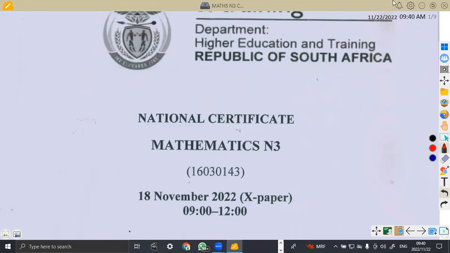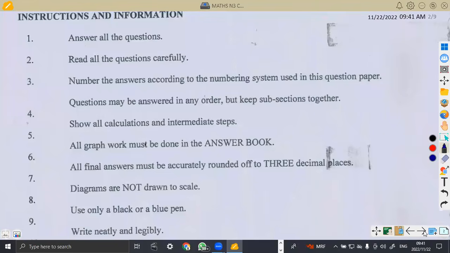So on this platform, we have the paper that we're going to work on, which was written in November 2022, which is an X paper. We'll quickly rush through the questions so that we see what we're supposed to do.